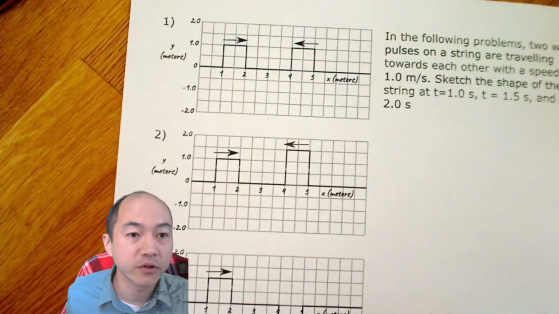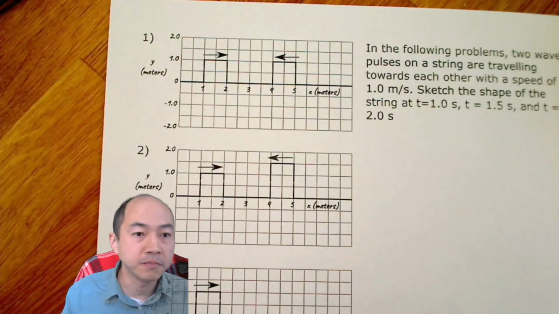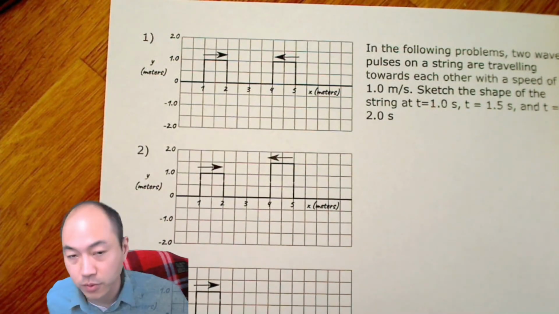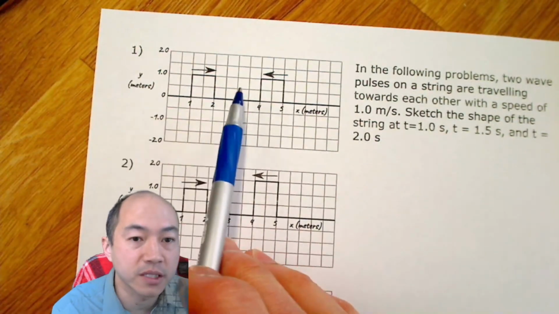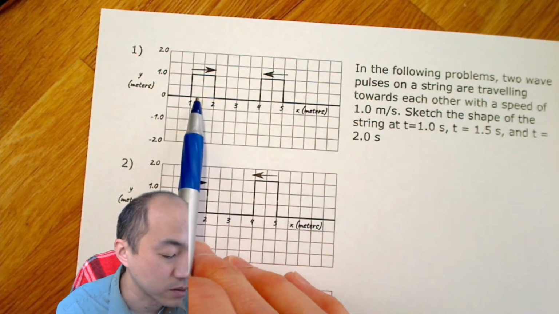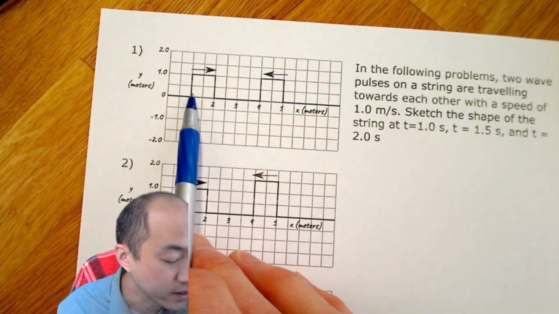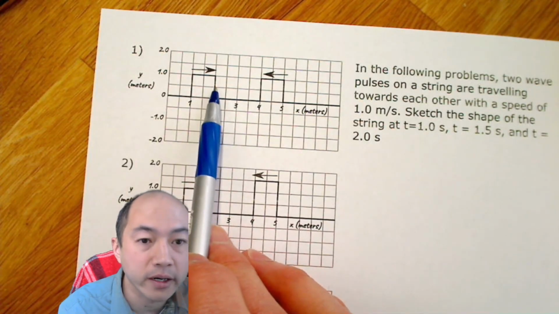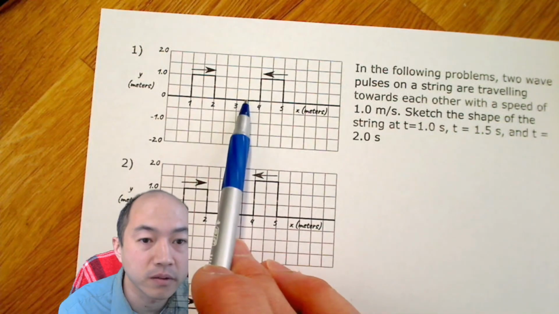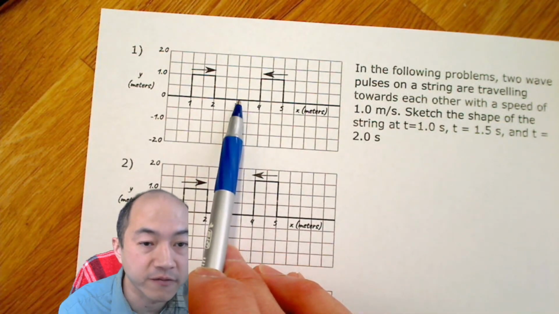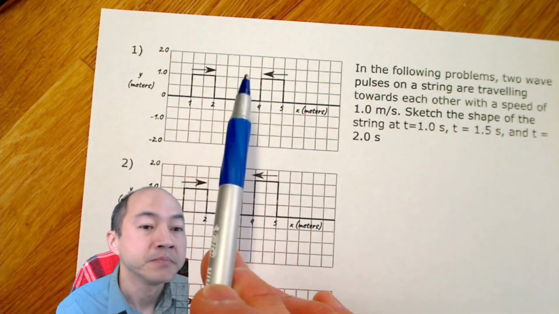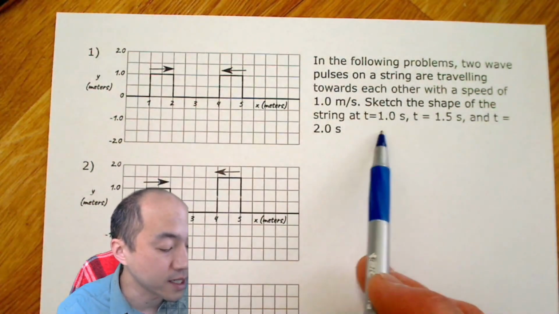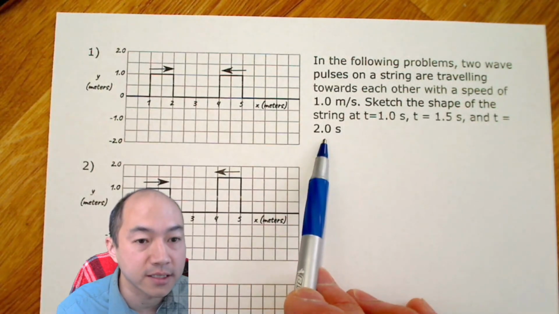And here I'm going to have you show just 3 snapshots. So this is what we call snapshots in time. For each of these, we can assume that's moving at 1 meter per second. So 1 second later, this kind of square wave will be 1 meter farther over to the right. This one will be 1 meter farther to the left. Right? So you'll do it at 1 second, 1.5 seconds, and 2 seconds.